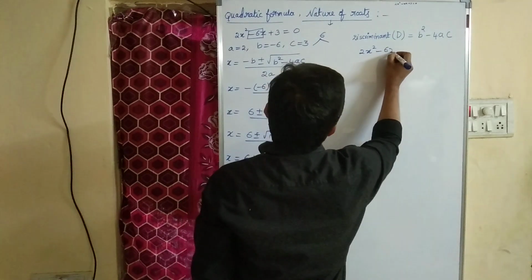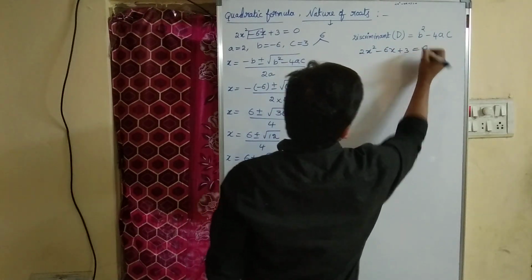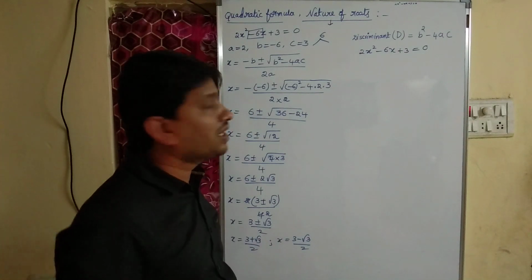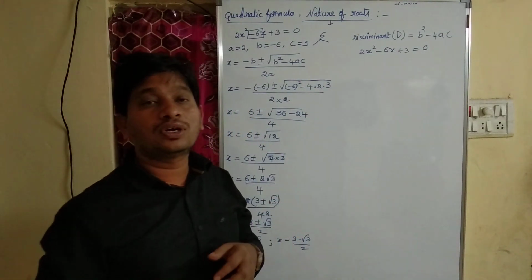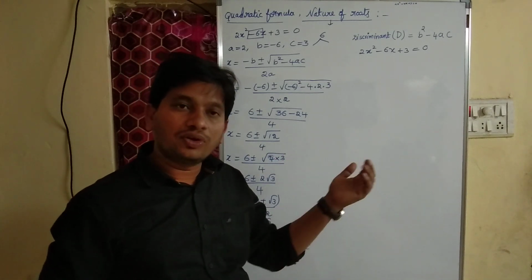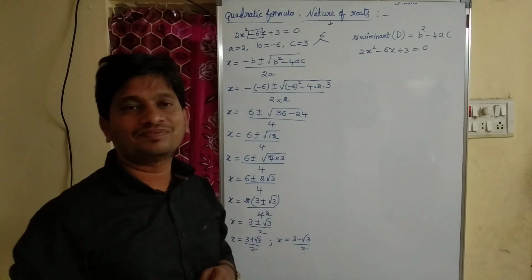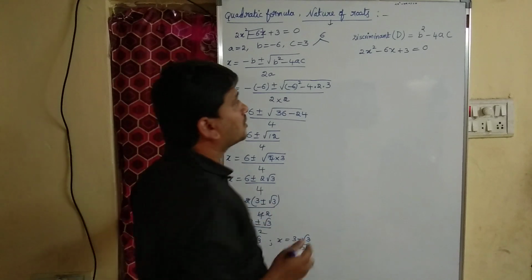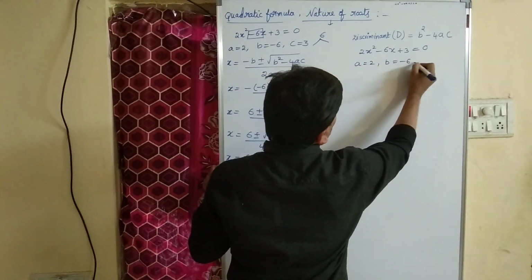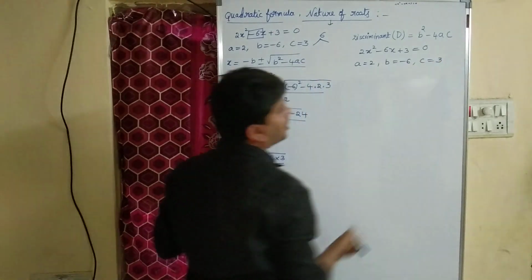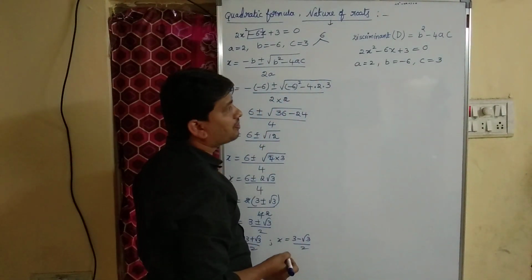So here, let us find the discriminant of the quadratic equation 2x square minus 6x plus 3 equal to 0. If they are real, find them. They will ask like that. Okay, let us see. So here the value of a is 2, the value of b is minus 6, and the value of c is 3. Let us find the discriminant.